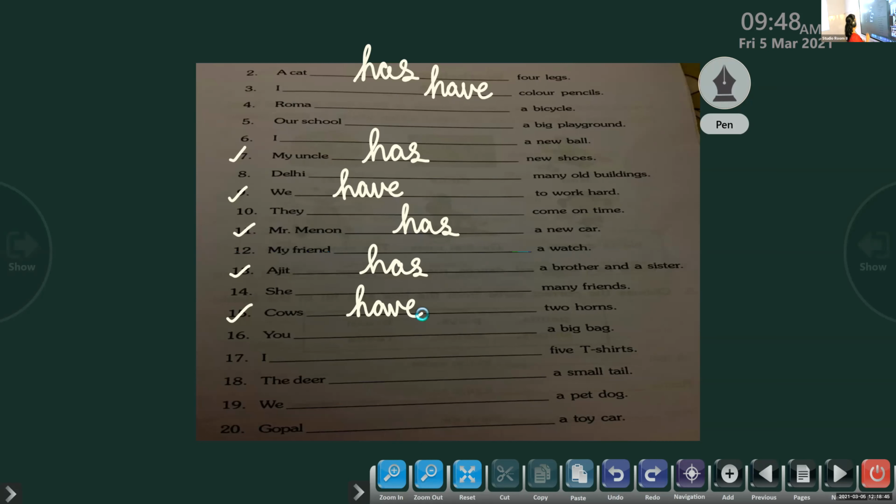Nihal, unmute. Try number 17. I have 5 t-shirts. Very good. With I, we must always use have. I have 5 t-shirts. Well done, Nihal. Thank you. Dilka, try number 19. We dash a pet dog. We have a pet dog. Fantastic. We have a pet dog. Okay, my dear. Good effort.